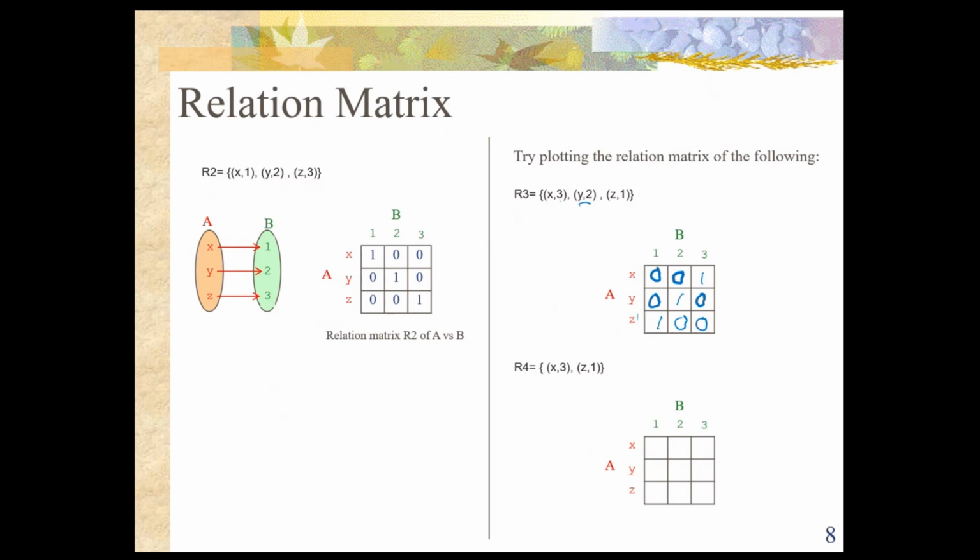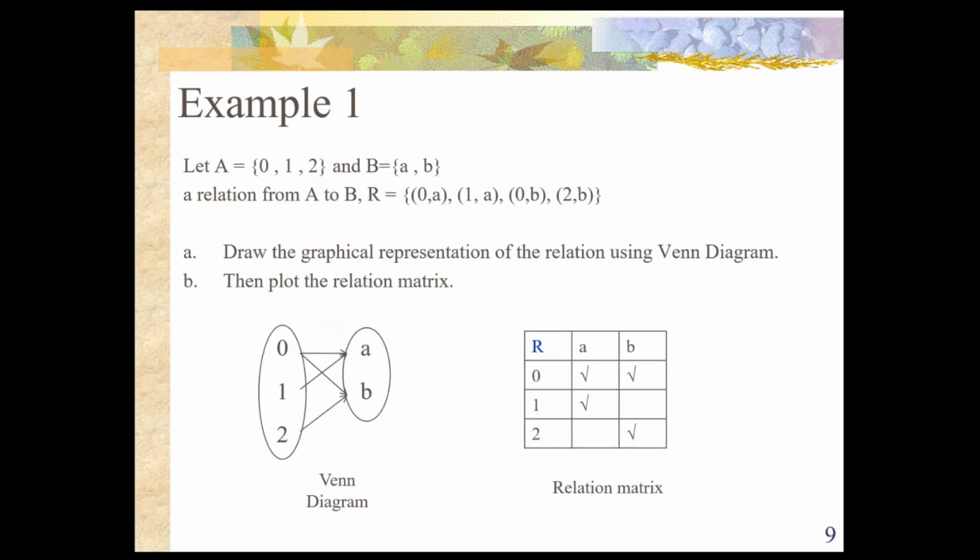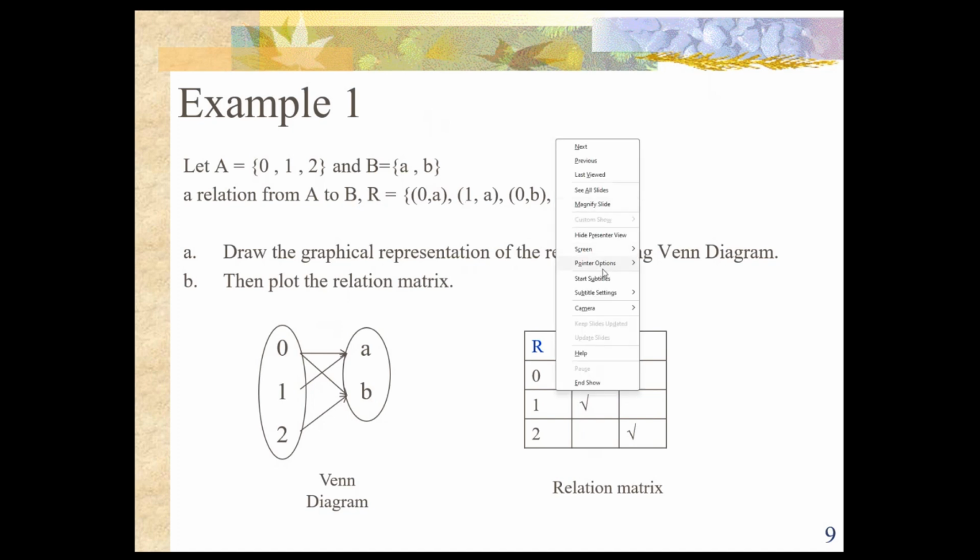Okay, so that's the answer for R3. Okay, let's look at another example. Example 1 with a different set. Set A with elements 0, 1, and 2, and set B elements are A and B. And the other important information we need is the relation list or relation set.